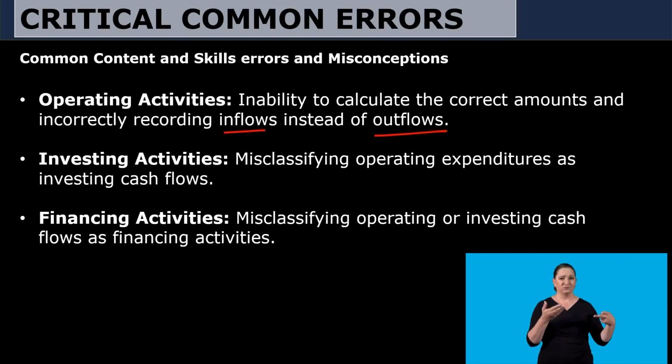And the other one is whereby you don't know the format, so you end up recording amounts in the wrong places, misplacing figures, whereby you have an amount that must be under operating activities, then you record it in investing activities. That is one of the most common errors that learners make. But I want to encourage you, once you understand your format, you can avoid making these errors.